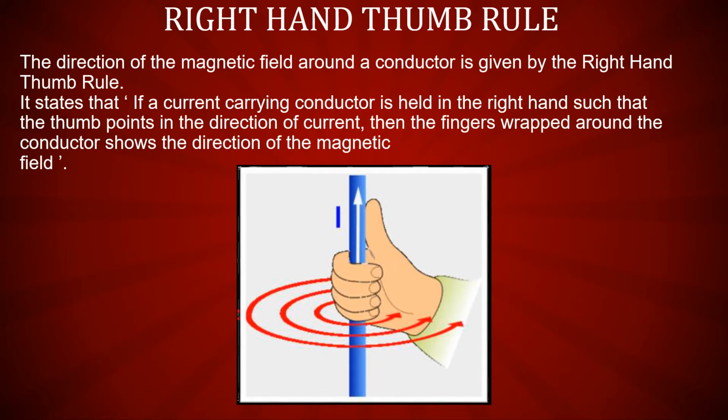To know the direction of the magnetic field around a conductor, we have Maxwell's right-hand thumb rule. Now, it states that if a current carrying conductor is held in the right hand such that the thumb points in the direction of the current, then the fingers wrapped around the conductor show the direction of the magnetic field, as shown in the figure.